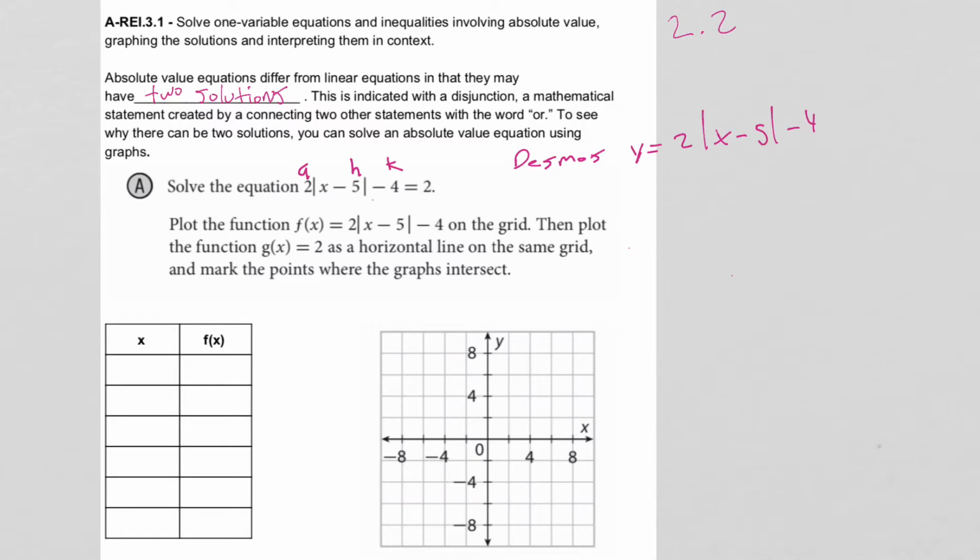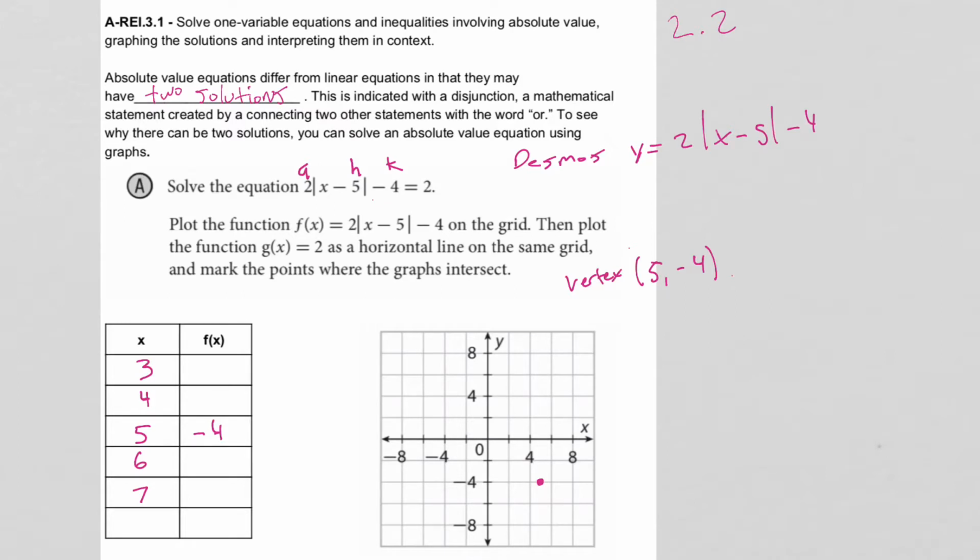Right, and knowing this, we know because H is 5, our vertex is at 5 and -4. And so if I start at, let's say 5 and -4, let me plot that. Now that's here, about there. Right, and then if I were to graph this by hand, like so, we could find a bunch of points.